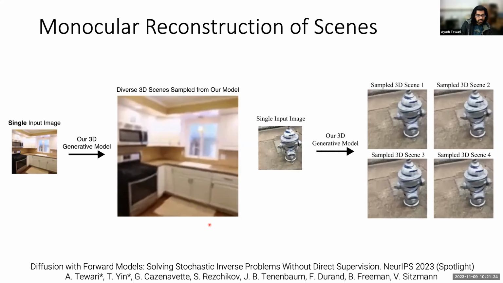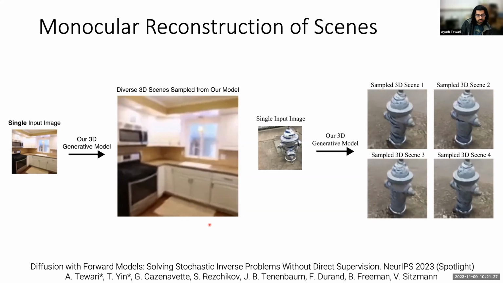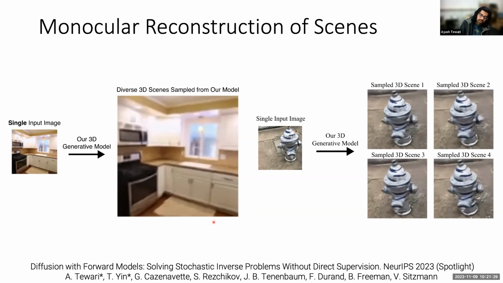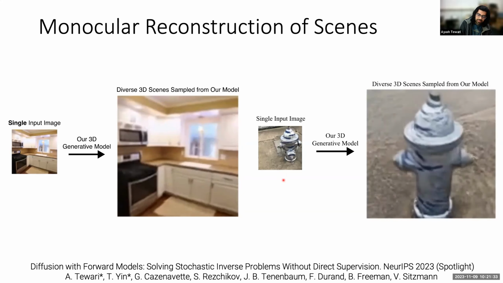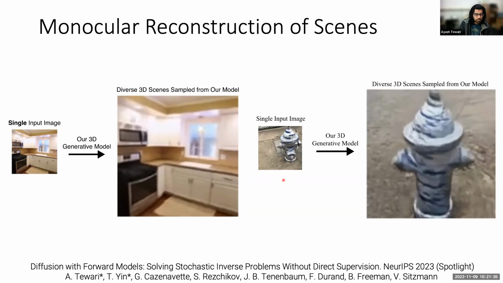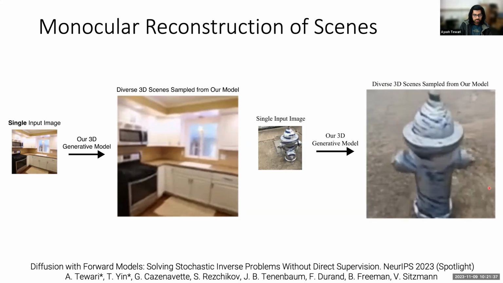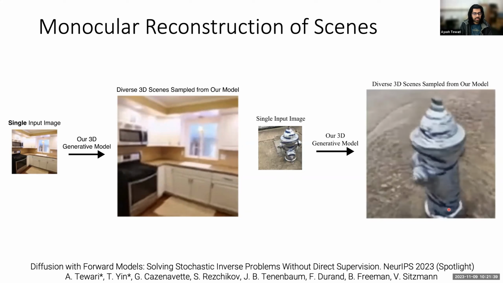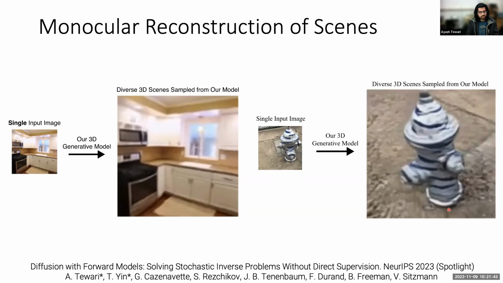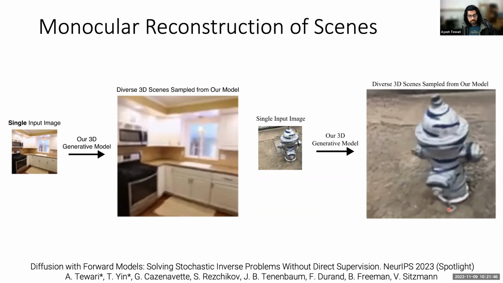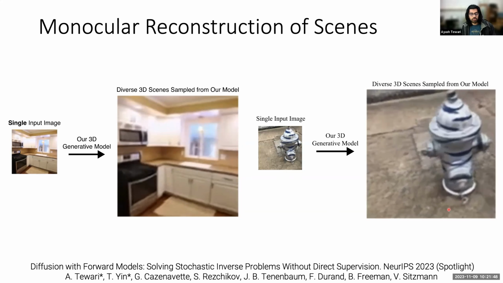And you can do the same for objects. So if you take this image of a hydrant, and try to think about what this hydrant would look like from the back. I think in terms of geometry, for example, we would be pretty sure what it should look like, but in terms of texture and the structure of the paint, I don't think any of us would be able to exactly pinpoint which one is the right solution. And this model would be able to sample from the distribution over plausible estimates.